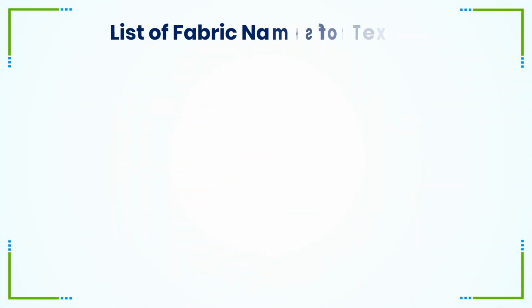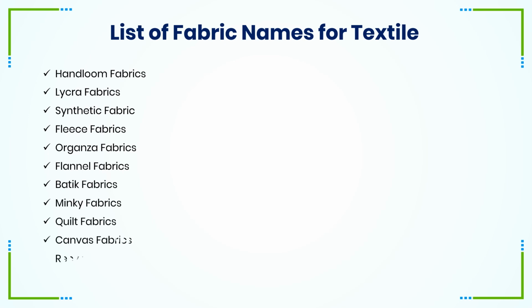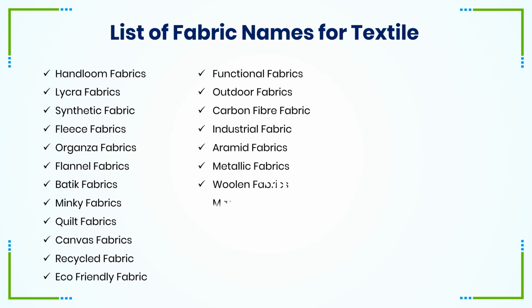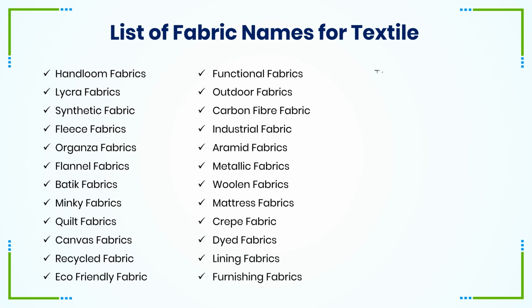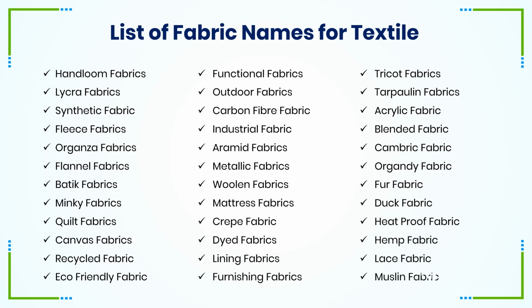List of fabric names for textile. Handloom fabric, lycra fabric, synthetic fabric, frieze fabric, organza fabric, flannel fabric, batik fabric, mink fabric, quilt fabric, canvas fabric, recycled fabric, eco-friendly fabric, functional fabric, outdoor fabric, carbon fiber fabric, industrial fabric, aramid fabric, metallic fabric, woolen fabric, mattress fabric, crepe fabric, dyed fabric, linen fabric, furnishing fabric, tricot fabric, tarpaulin fabric, acrylic fabric, blended fabric, cambric fabric, organdy fabric, fur fabric, duck fabric, heat-proof fabric, hemp fabric, lace fabric, muslin fabric.